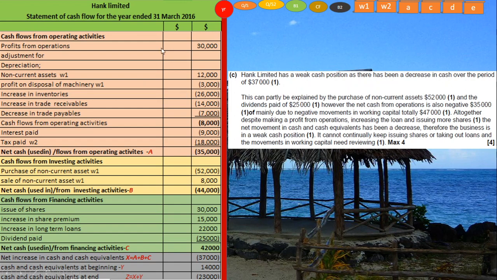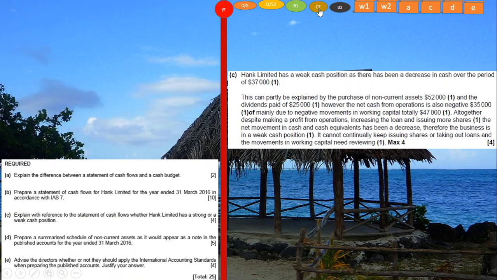So overall, we say that Hang Limited has a weak cash position, and that was for 4 marks. Here you have 1, 2, 3, 4, 5, 6, 7 points. You can write any 4 points to get marks.